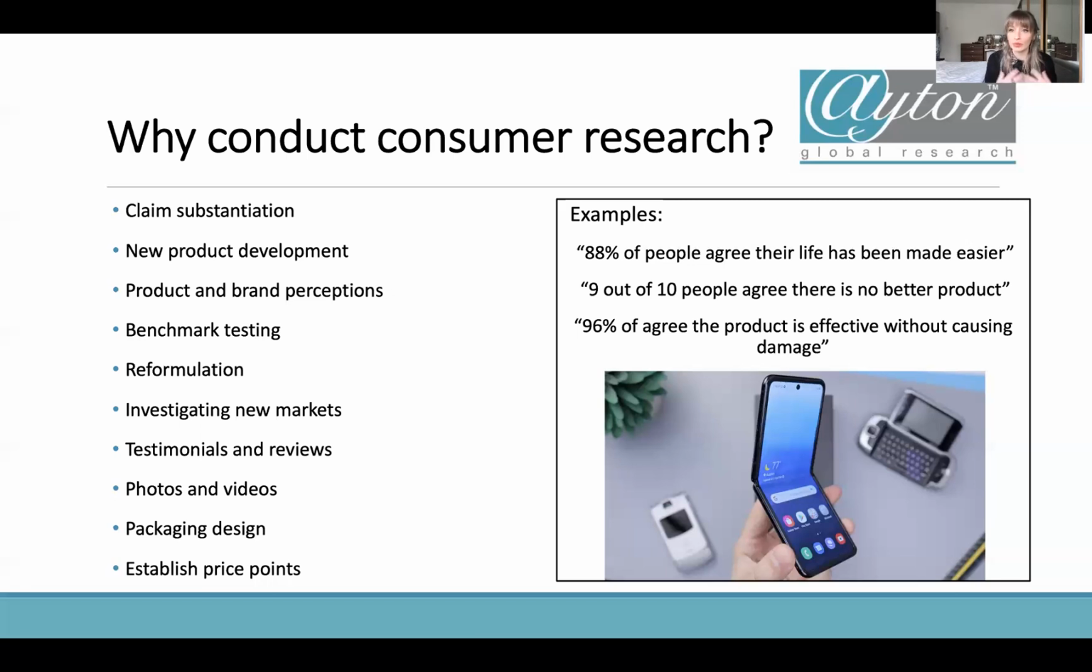What are they saying about it that we can now use to make our product even better? So things like product and brand perceptions really fall into that. What did you like the most? What did you like the least? This kind of thing. All quite straightforward.